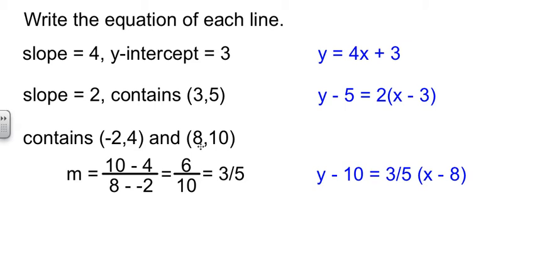We could just as easily have y minus 4 equals 3/5 times x plus 2, because the subtract and negative is add 2. So we could have y minus 4 equals 3/5 times x plus 2. Both answers are correct. If you distributed and then moved things over, you would get to the same slope-intercept form. So I would have both answers as possibilities there.